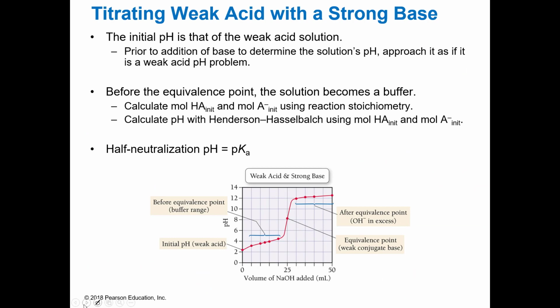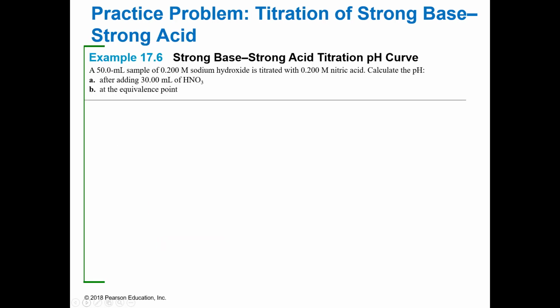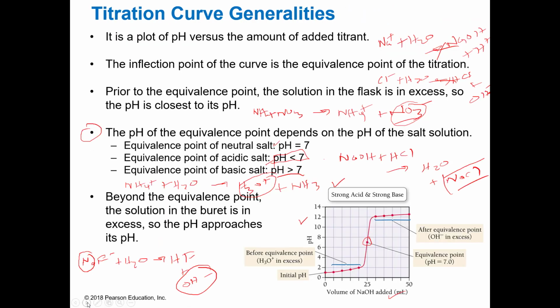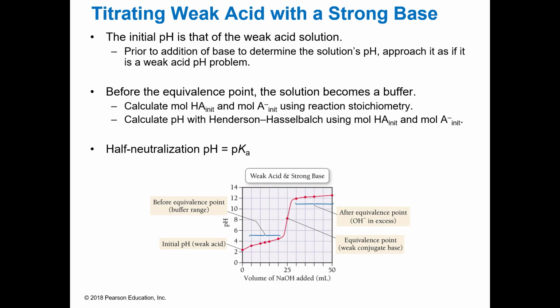All right, some other components that are important to look at here. So the initial pH is that of the weak acid solution. Let's go back. So the initial pH of a weak acid solution. All right, so what we're looking at here is a weak acid solution. Here's the initial pH. Yeah, it's lower than 7. It's an acidic solution.